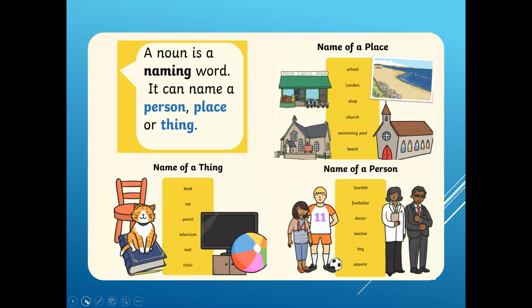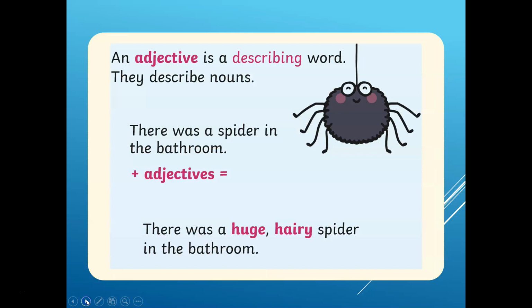So a noun is a naming word. It can name a person, place, or thing. I often think the best way to remember a noun is you can generally touch a noun and draw a noun. That's how I always remember.